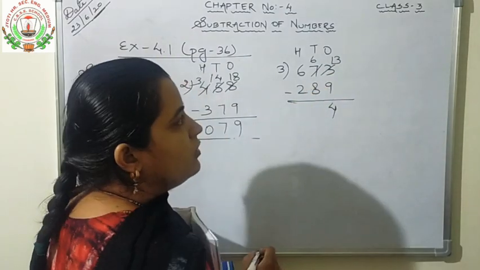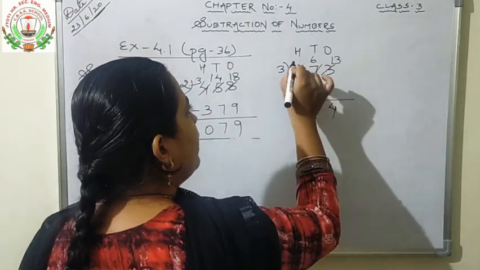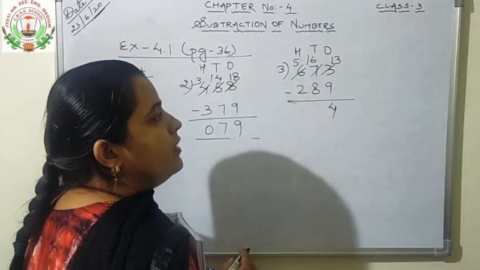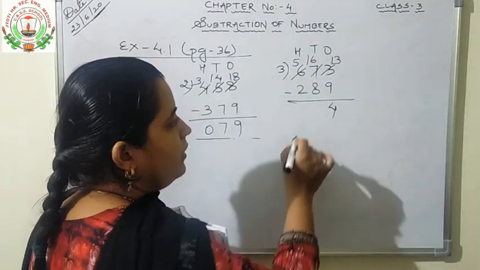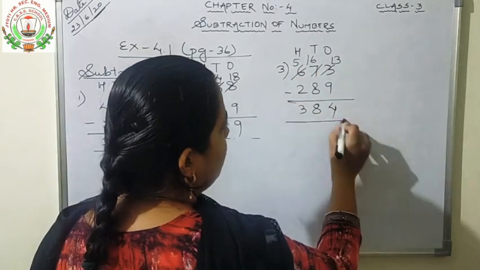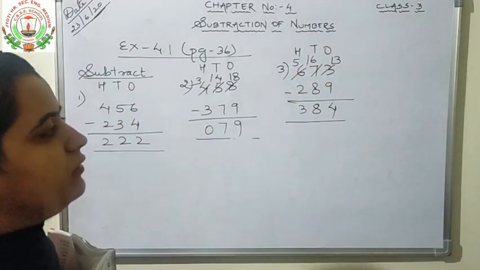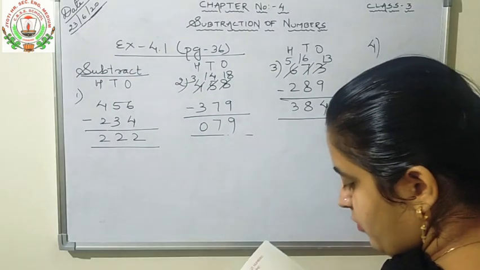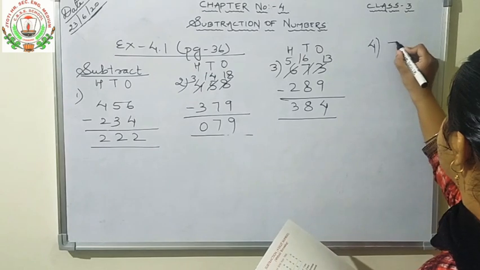6 minus 8 is also not possible. Again we have to take a carry from here. It will become 5 and the 6 will become 16. 16 minus 8 is 8. 5 minus 2 will be 3. So what is our answer? 384.